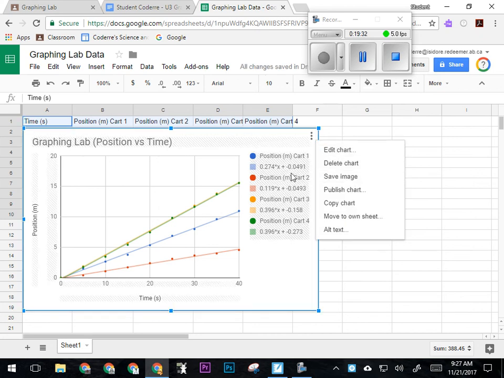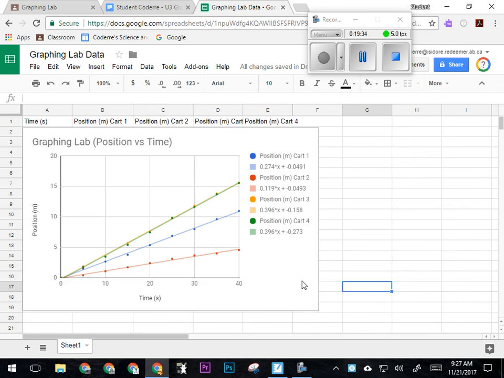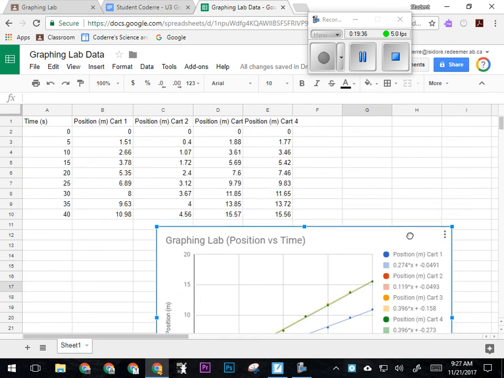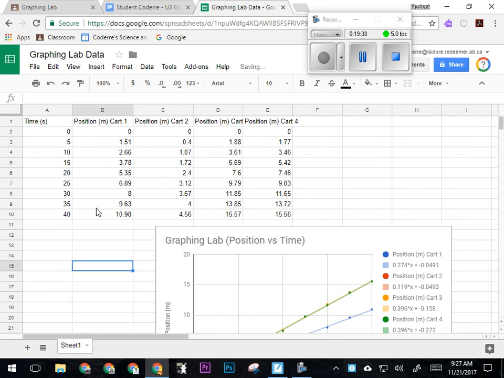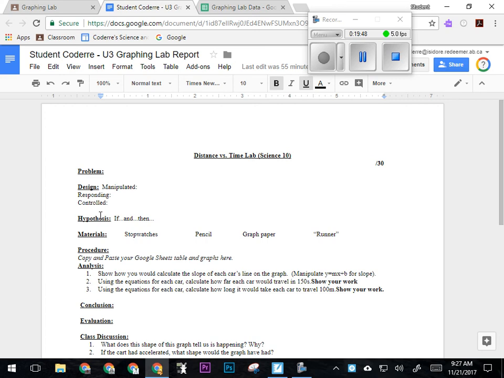But before that comes over into your lab report, the table needs to come over into your lab report. So click on an empty field, highlight all of your data up here, and copy it, either Control-C or go up to Edit, it doesn't make any difference which way you do it. And then right here where it says procedure, copy and paste your Google Sheets table and graphs.